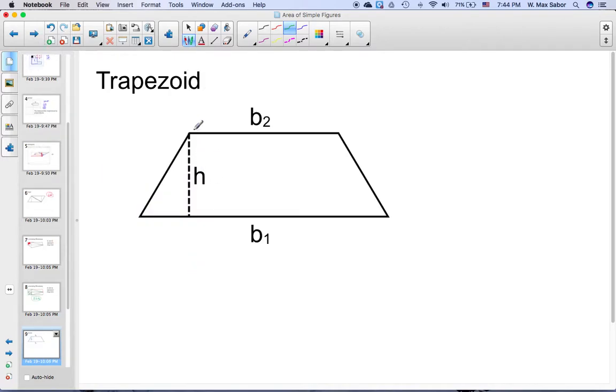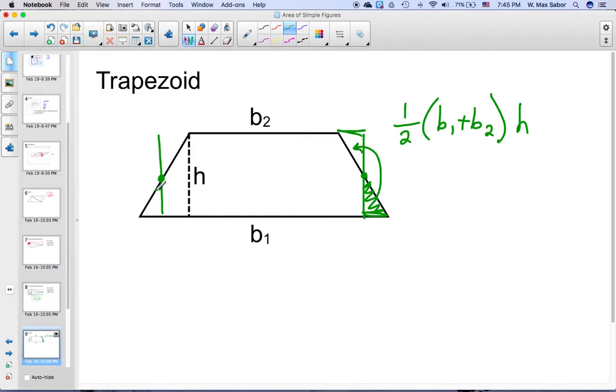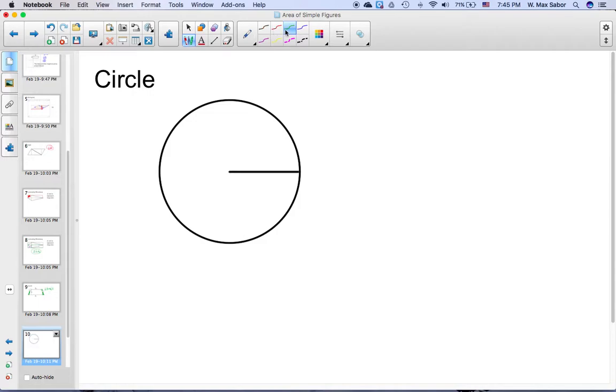For a trapezoid, the height is perpendicular to the 2 bases, and we will average the bases and multiply by the height. Essentially, you can think about this as finding the midpoint of each lateral side and pretending that the triangle gets rotated around that point to make a congruent triangle, and you'll get the trapezoid. And lastly, a circle. We've gone through this before. Pi r squared is the area of a circle.